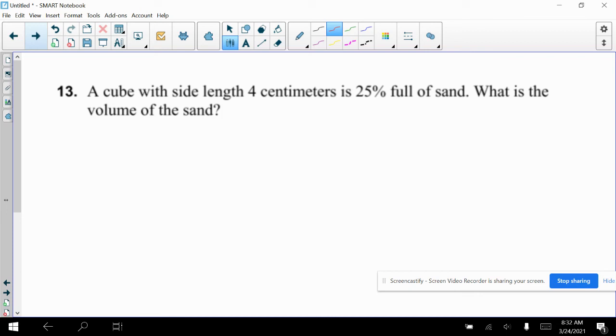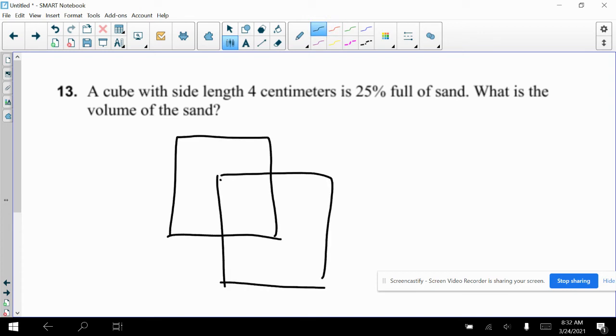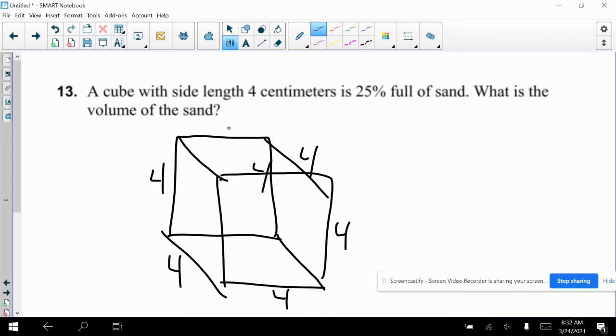A cube with side lengths 4 centimeters. Okay, now, what does a cube mean? Verbalize a cube. Okay, all sides are the same. And again, your picture does not have to be, I'm not asking you to be an artist. That means everything is 4 by 4. Everything. Every length is 4. That's what a cube says.